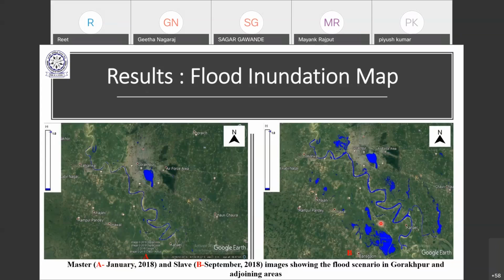So after preparation of the coherence map, you can threshold it to give you a binary image. The binary image will contain the flooded area and non-flooded area. The first image, the master image, is from January 2018, and B is from September 2018 of the Gorakhpur region.